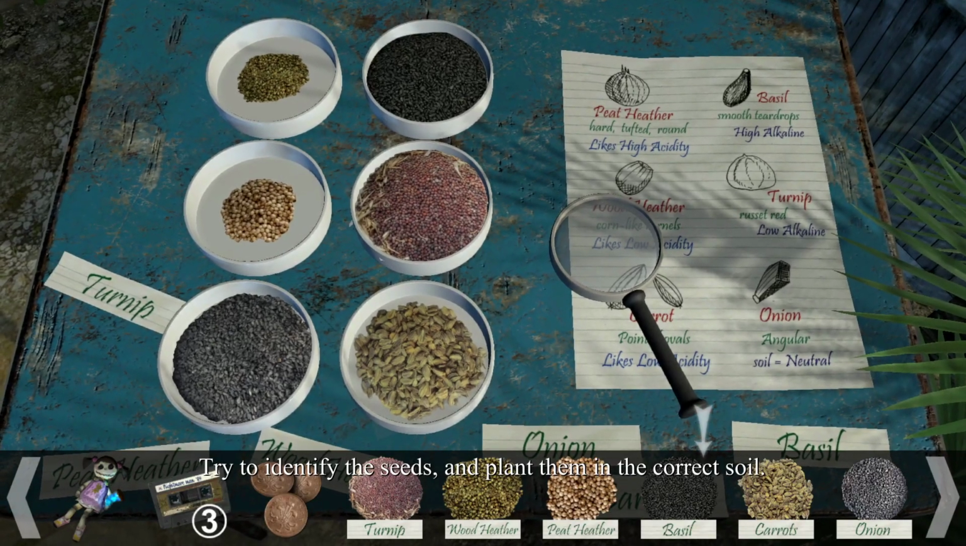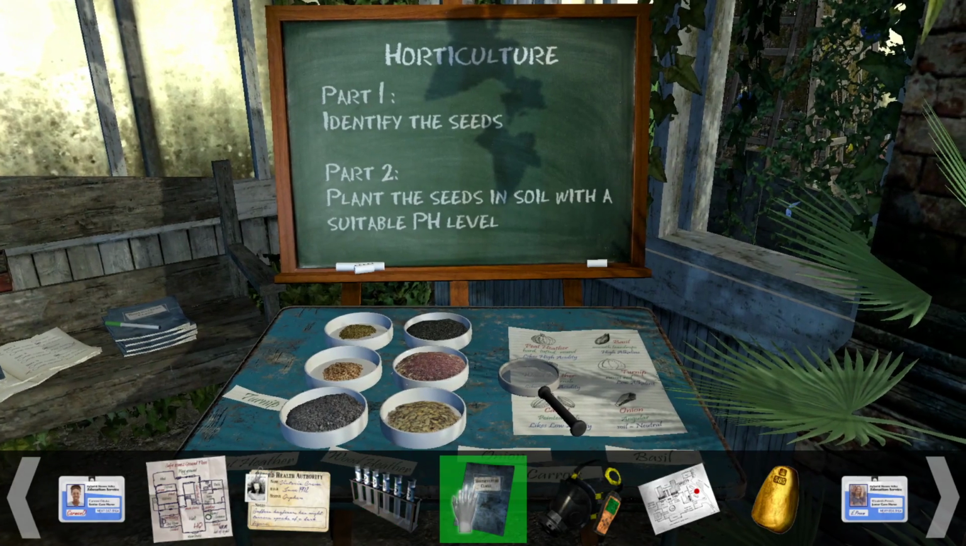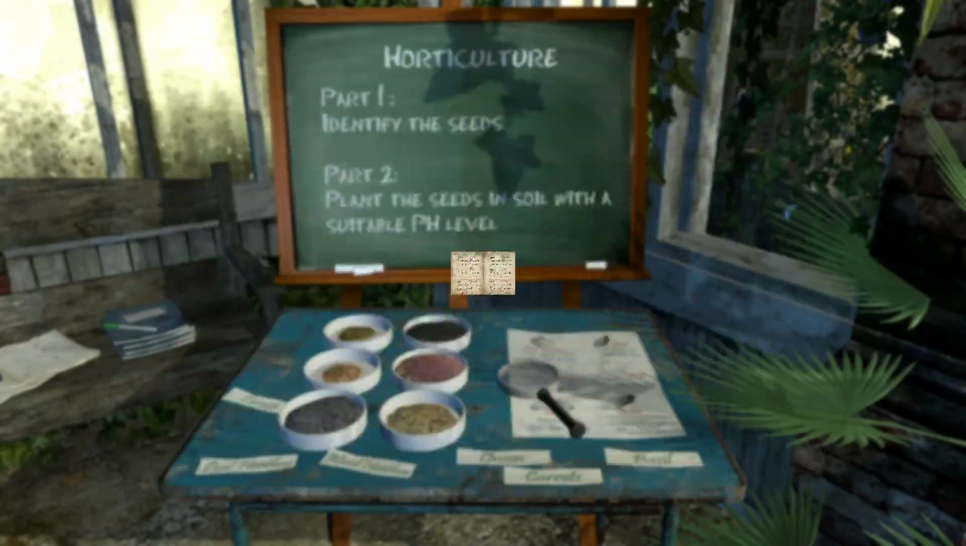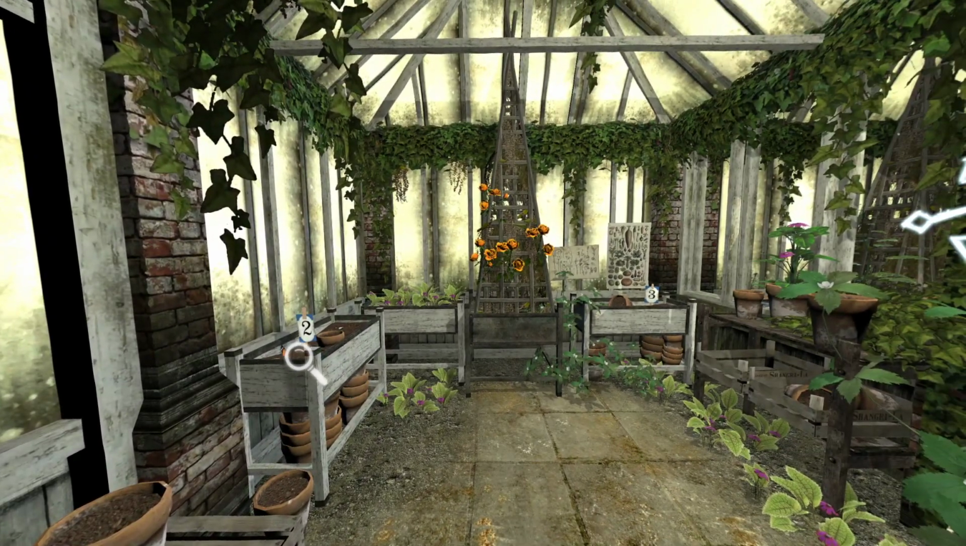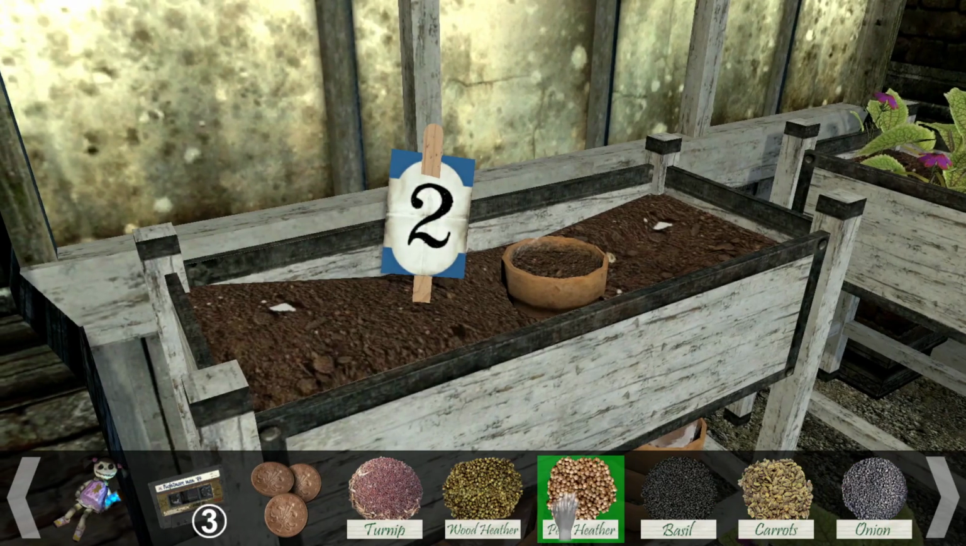Onion, neutral. Neutral. Soil 2 is onion.